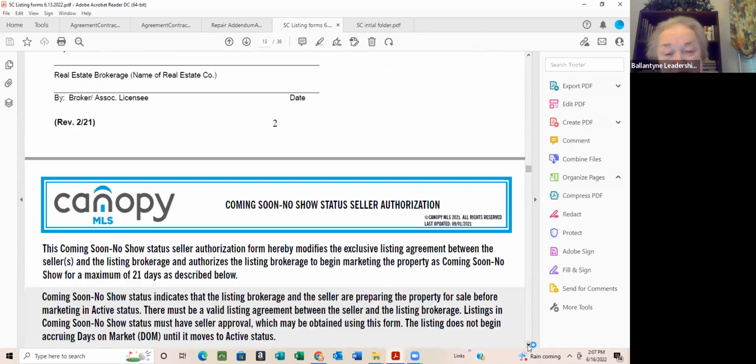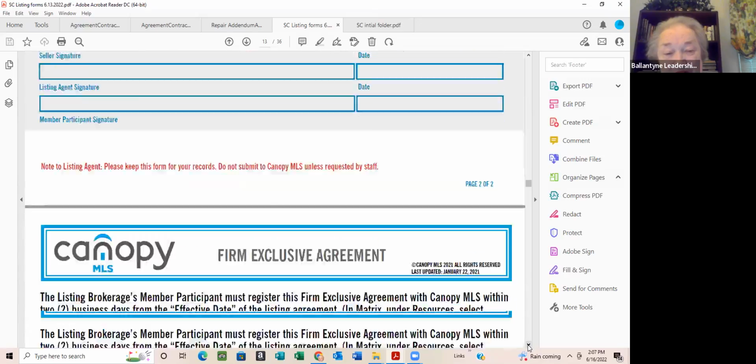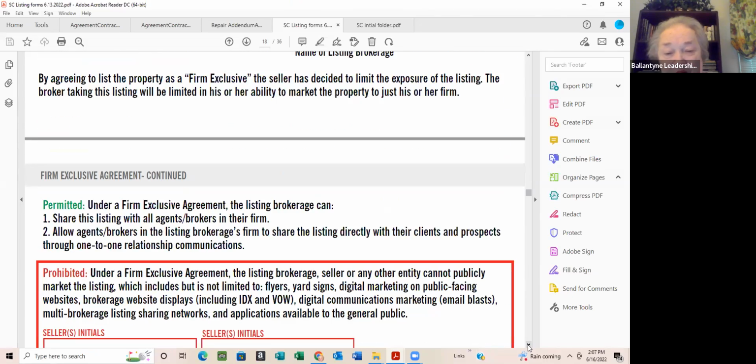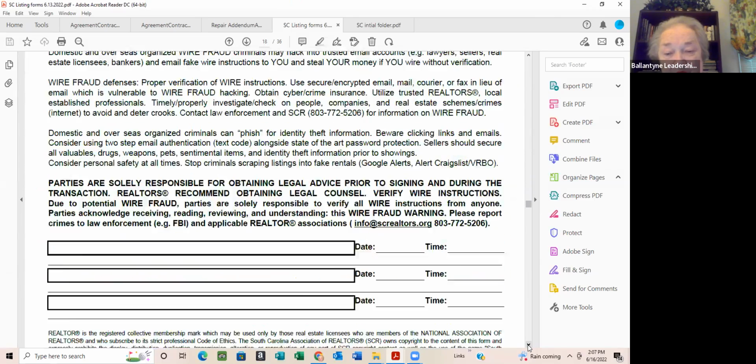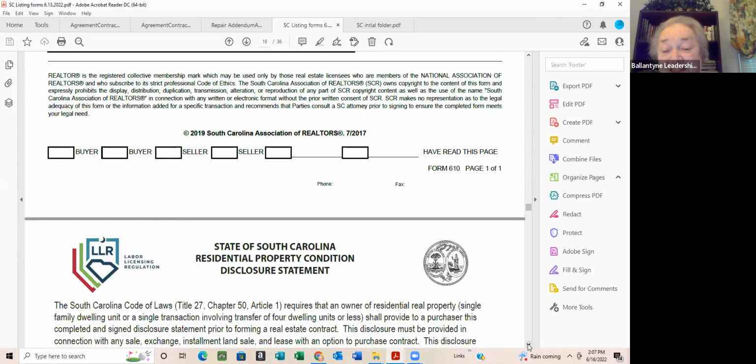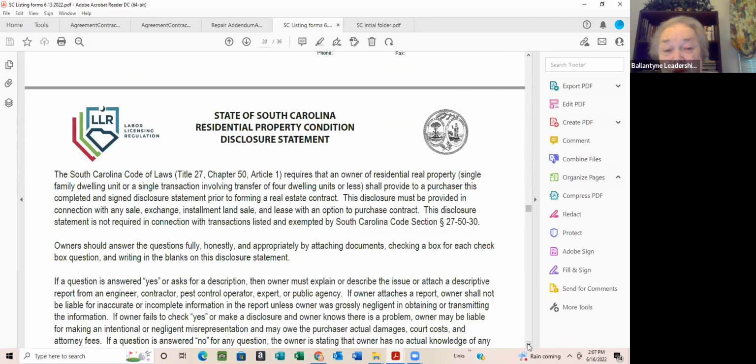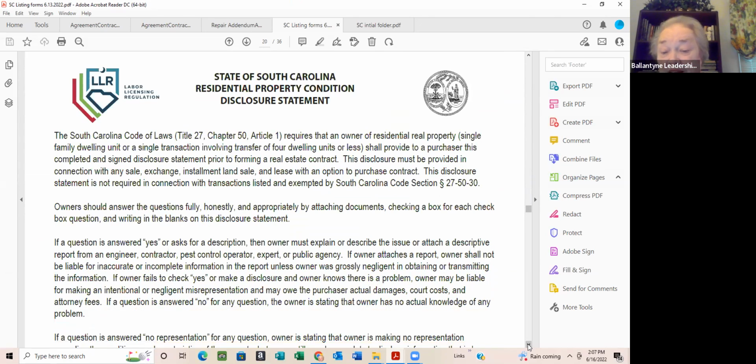We've gone through all those. Let's go through that here. The wire fraud, there's that form again. Now, this is the residential property disclosure. Notice this right here. There's that seal again. And if you'll notice, in North Carolina, there's the North Carolina seal on the residential property disclosure too.